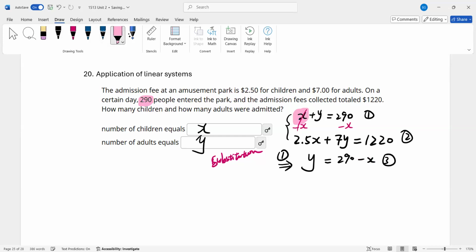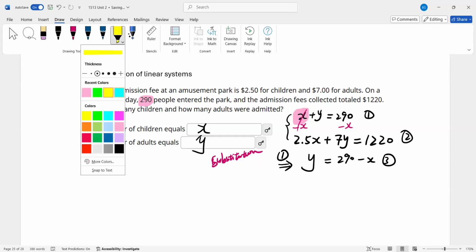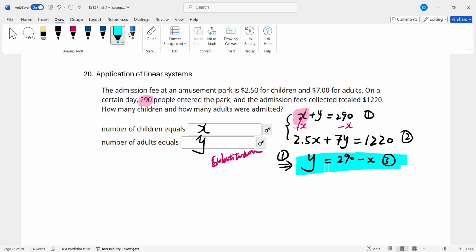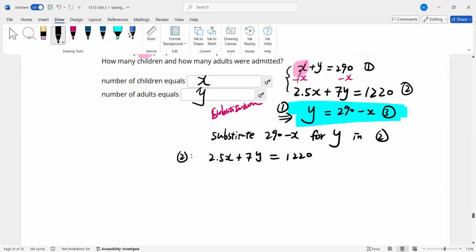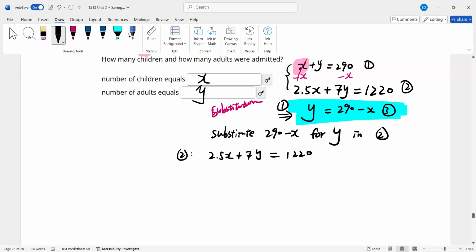This is equation 3. I'm going to highlight equation 3 as blue, okay? I'm going to substitute. Because of equation 3, I'm going to substitute 290 minus x for y in equation 2. Okay, let me copy equation 2. Equation 2, 2.5x plus 7y equals 1220. I'm going to substitute 290 minus x for y.